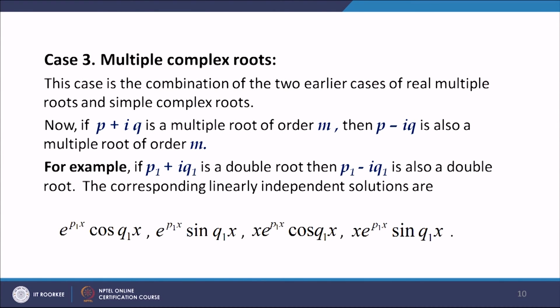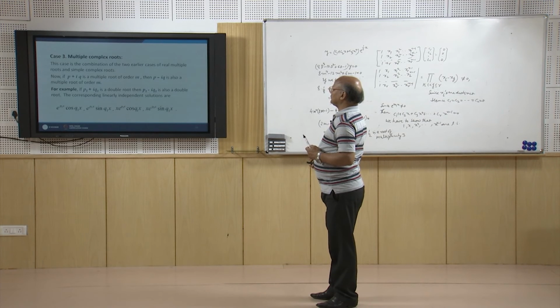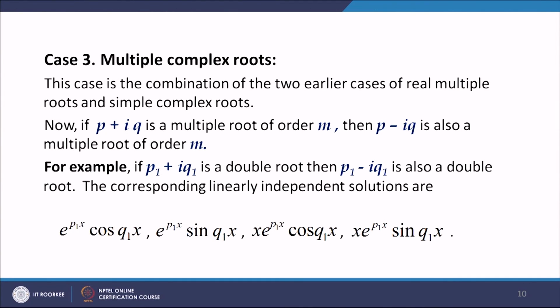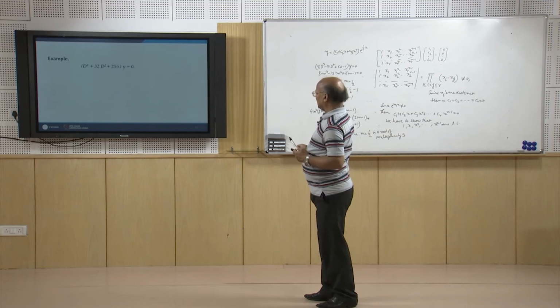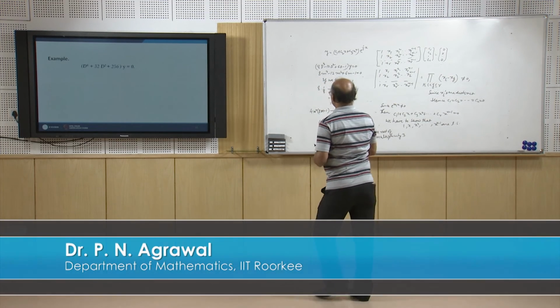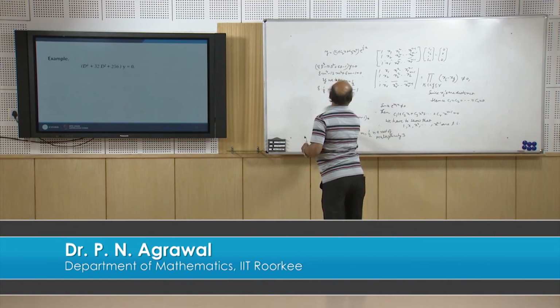They will also be double roots, and therefore the corresponding independent solutions will be e to the power p1x cos q1x, x e to the power p1x cos q1x, e to the power p1x sin q1x, x e to the power p1x sin q1x. So we will write the general solution in this case as follows.